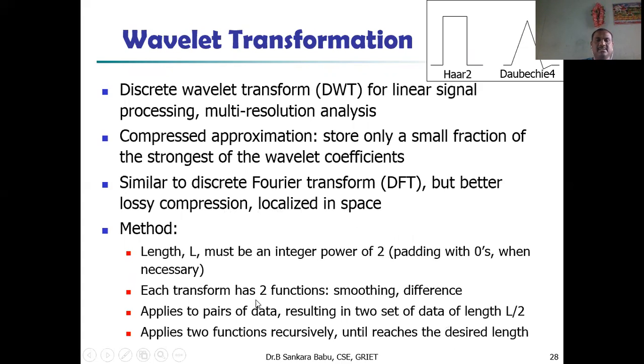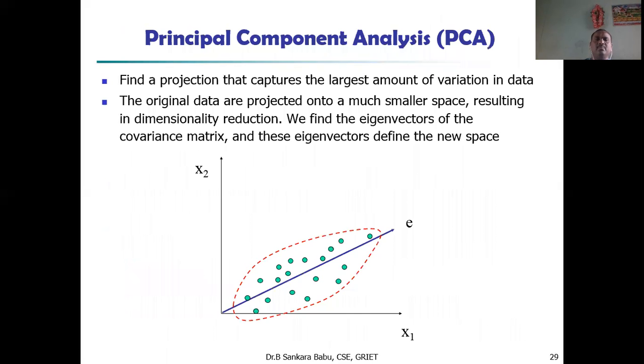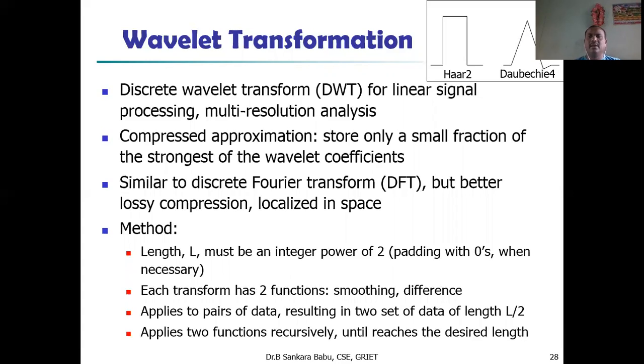Each transform has two functions, smoothing and difference, which we have to do. It applies to pairs of data, resulting in two sets of data of length L by 2, and applies to the length. Okay, so we have to do one problem on this one so that we can understand. I will explain the problem in the next session.